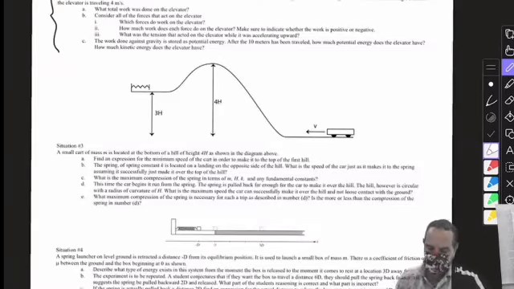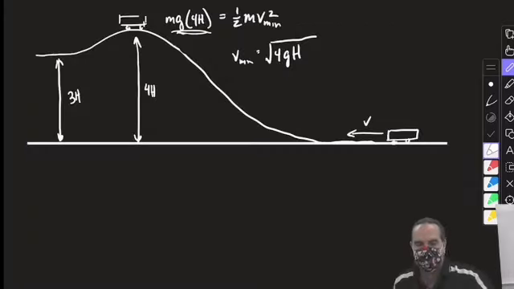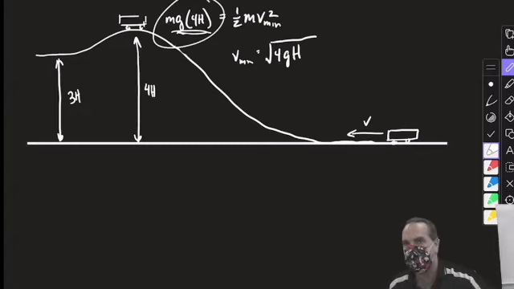So question B says, the spring constant K is located on the landing on the opposite side of the hill. What is the speed of the car just as it makes it to the spring, assuming it successfully just made it over the top of the hill? This assumes we had enough velocity to make it to the top of the hill and maybe just a little bit of a skinch more and we go around the corner. You don't add more energy to this. We assume that this is still the finite amount of energy that we have.